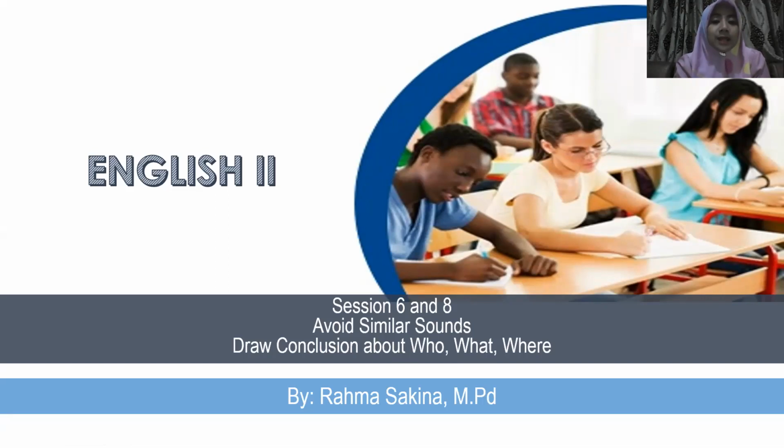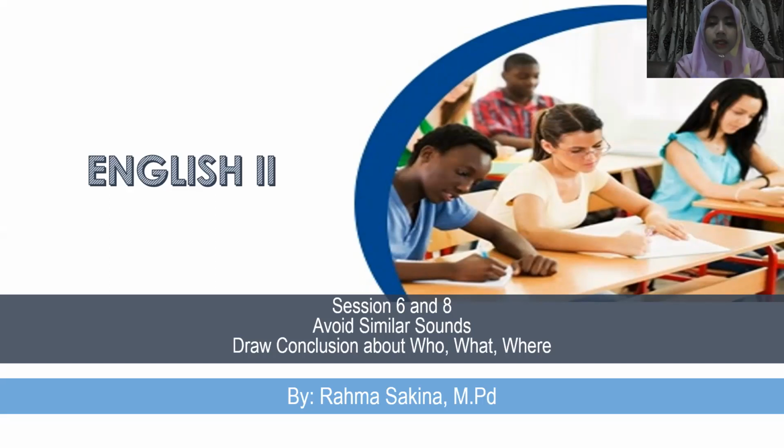Kita harus memilih sinonimnya. Ini adalah strategi yang ketiga dan keempat, yaitu avoid similar sounds. Hindarilah bunyi yang mirip, gitu ya. Dan strategi yang keempat adalah draw conclusion about who, what, where. Mari kita simpulkan, gitu ya, menyimpulkan siapa, apa, dan di mana.